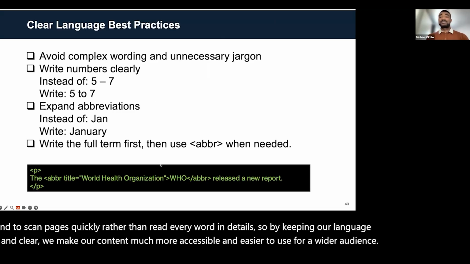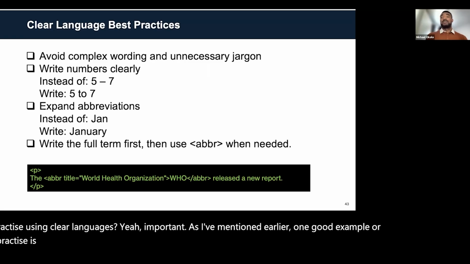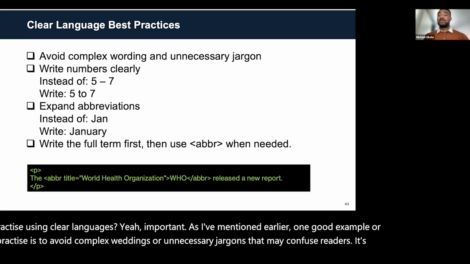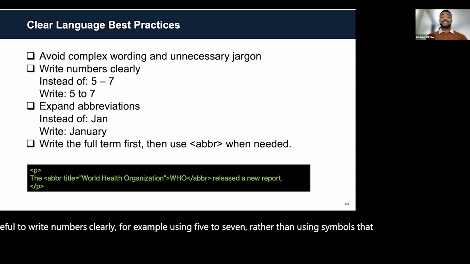Some best practices: using clear language is important, as I've mentioned earlier. One good practice is to avoid complex wording or unnecessary jargon that may confuse readers. It's also useful to write numbers clearly, for example, using 5 to 7 rather than using symbols that may not be read clearly by assistive technologies.